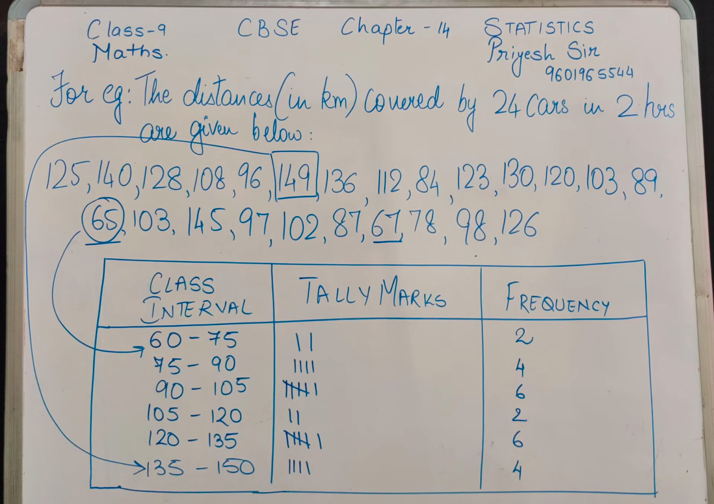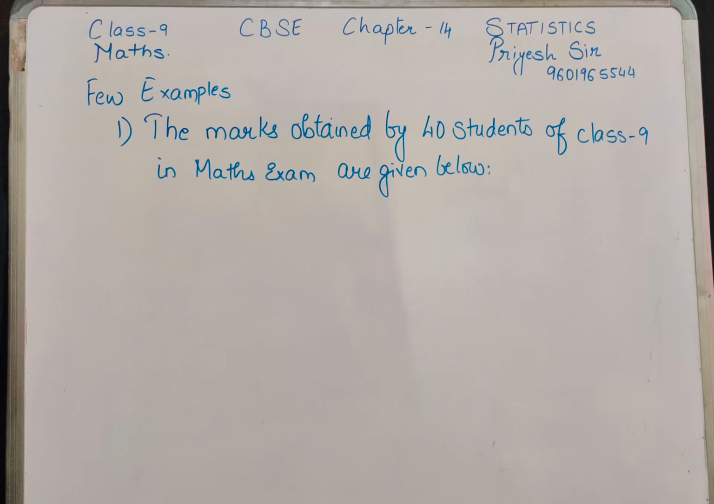These groupings are called classes or class intervals, and their size is called the class size or the class width, which is 15 in this case. In each of these classes, the least number is called the lower class limit and the greatest number is called the upper class limit. For example, in 60 to 75, 60 is the lower class limit and 75 is the upper class limit.